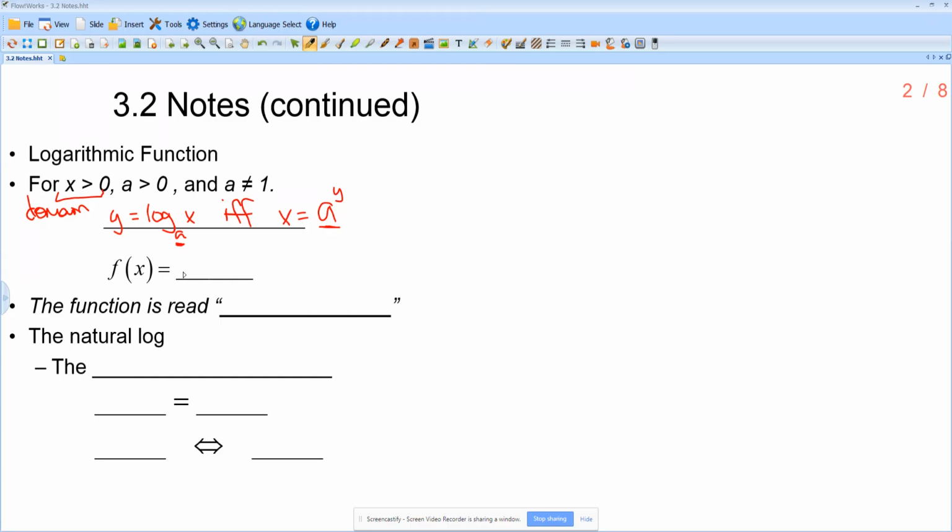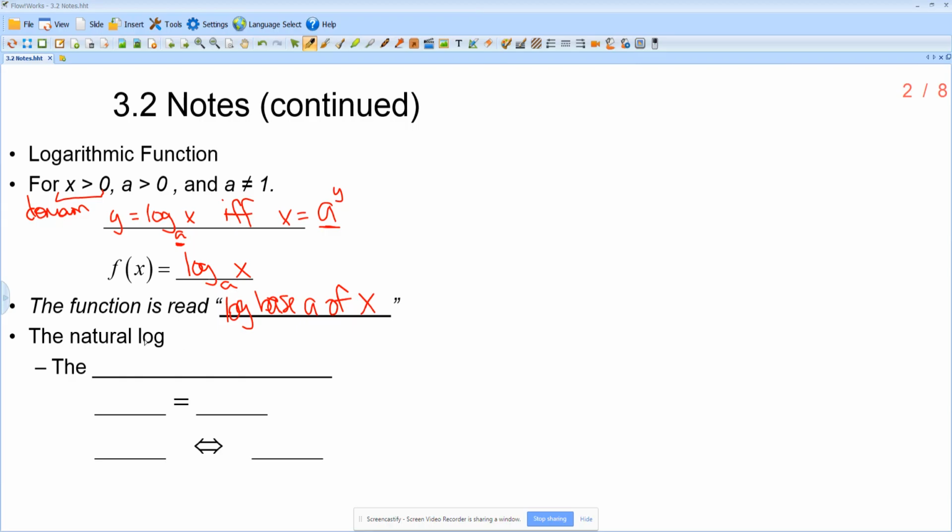This is also f of x is equal to log base a of x. And again, that's read as log base a of x. Now this is not like a to the power of x. a is the base of the log. x is the argument of the log.